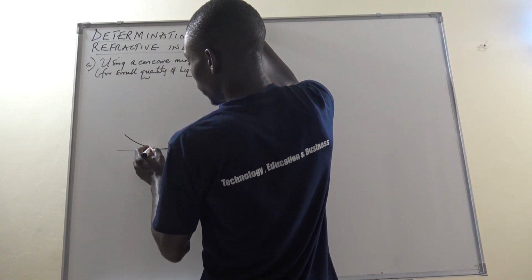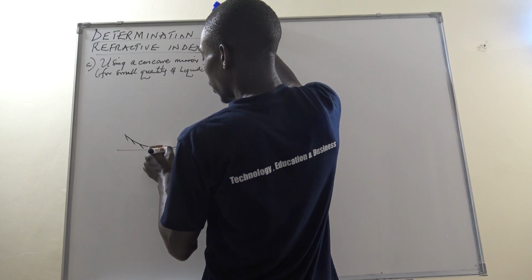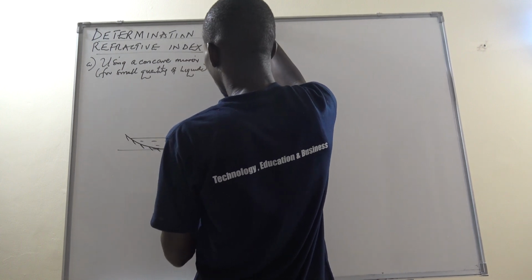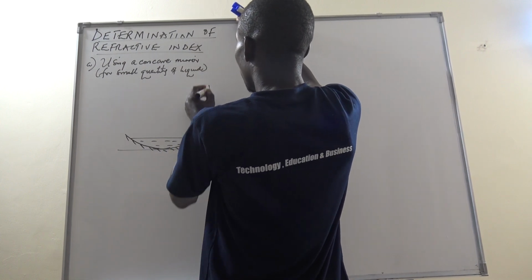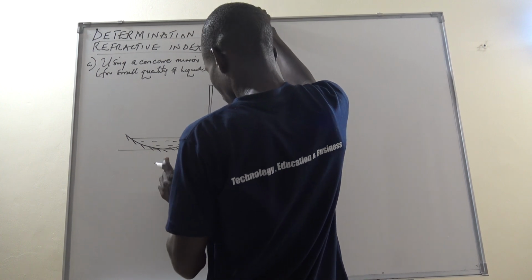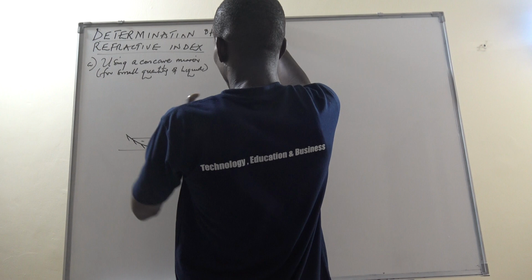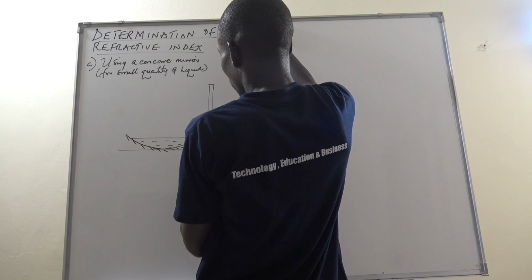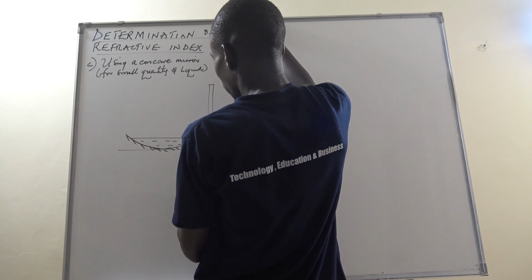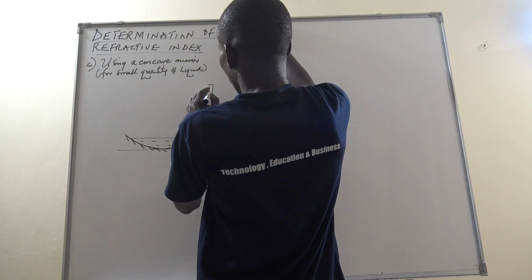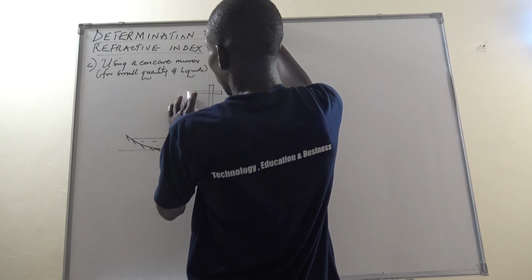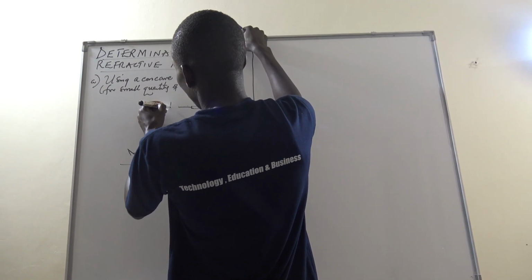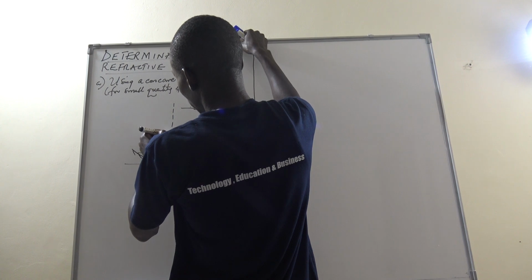I will start by having some simple drawing here. If that is my concave mirror, and then I have my liquid there, I can draw something simple here to represent my retort stand. This is my retort stand, and then this one should be my principal axis.